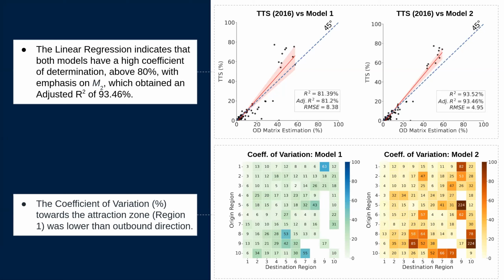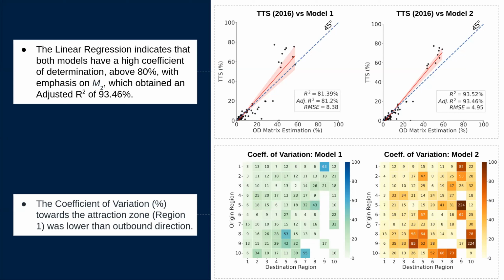When we compare the models M1 and M2 to the TTS, we observe that the linear regressions obtained have R squared above 80% for both models, which is a very good result. In addition, the error is practically half in the model with imputed data, which means that the imputation heuristic reduced the dispersion of the data compared to model M1.